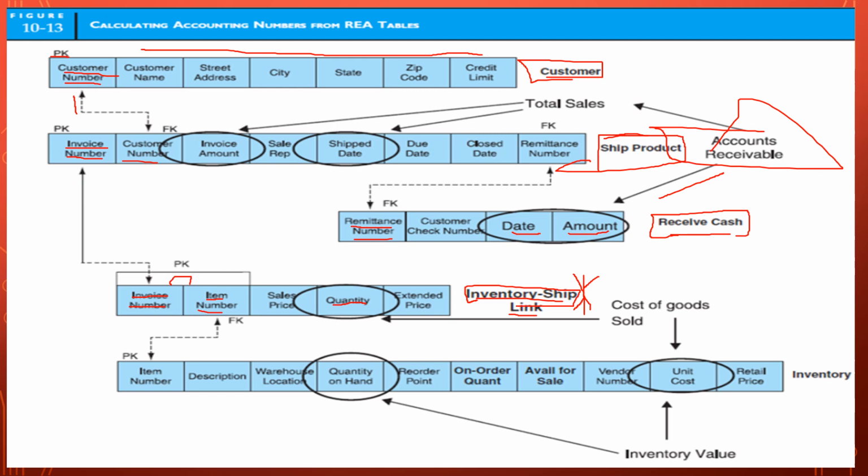Okay, and this is the table of cost of goods sold, and the primary key here is the item number.